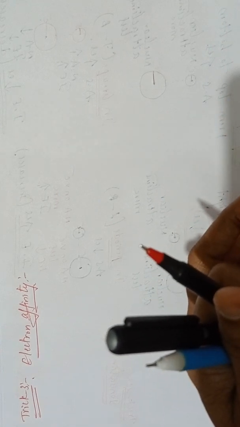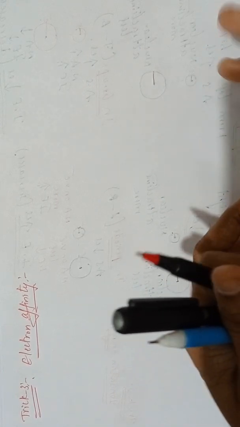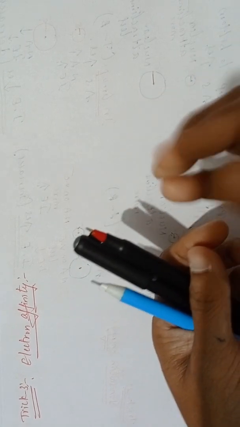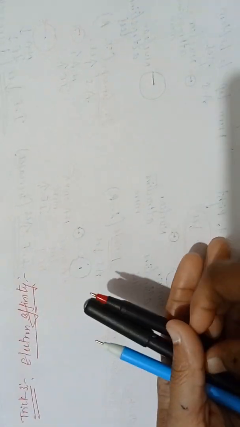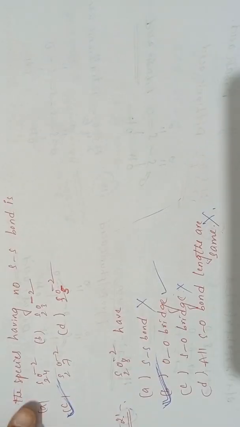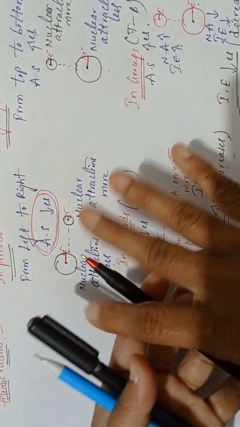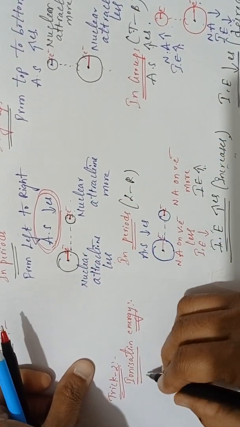Now, energy is released, students. So that is nothing but electron affinity. Are you clear? In ionization energy, energy is required to remove the electron. To remove the electron, how much energy is required? That is ionization energy. Understood? So just remember, students, ionization energy is nothing but what? Energy is required to remove the electron.